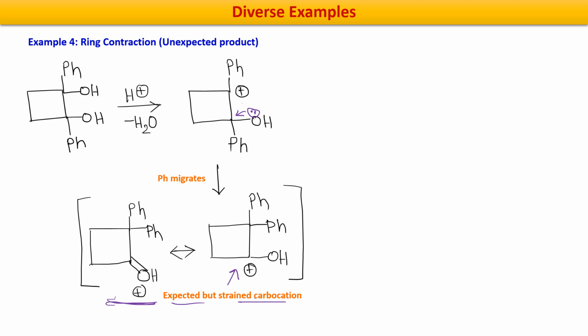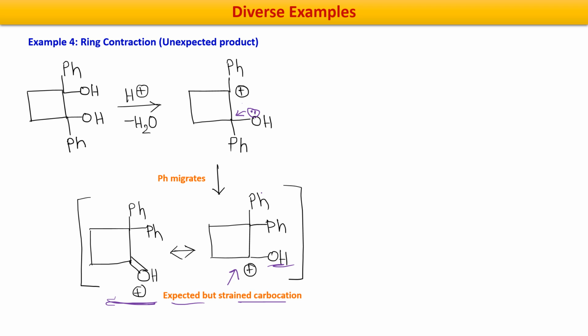So a positive charge in a 3-member ring is unstable. Here also it is unstable because it is expecting 120 degrees, but you are not giving it that. So obviously it is now uncomfortable. So it is a strained carbocation. There it is true that there is OH, but still it is a strained carbocation. But what is the other possibility?